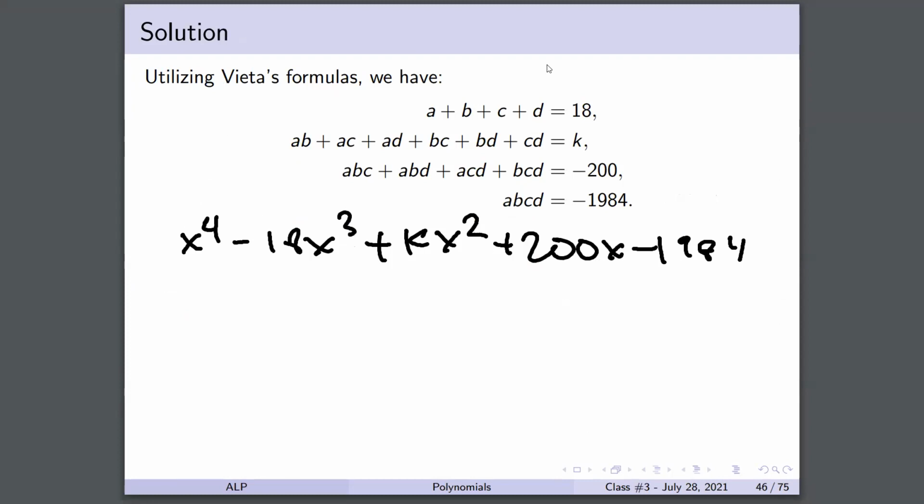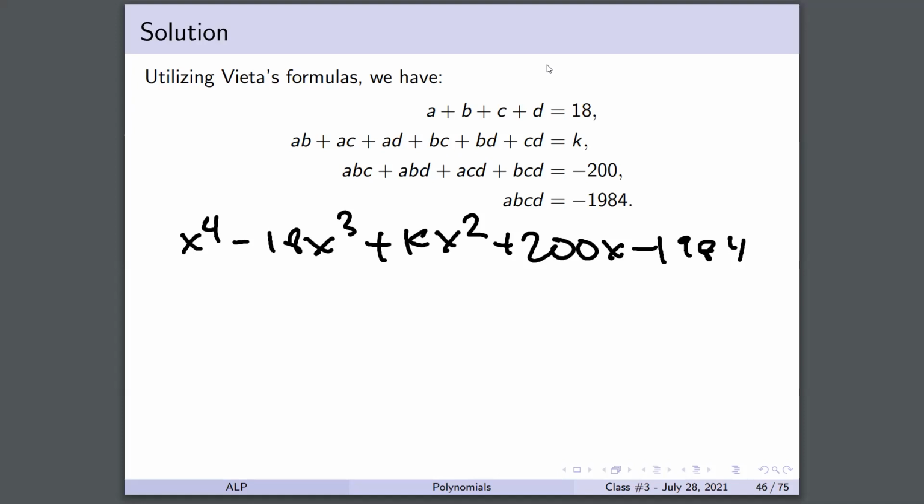So we realize that CD equals 62 because it would be ABCD over AB, which equals -1984 over -32, which equals 62. So then our second condition becomes -32 plus AC plus AD plus BC plus BD plus 62 equals K. And that AC plus AD plus BC plus BD equals K minus 30.